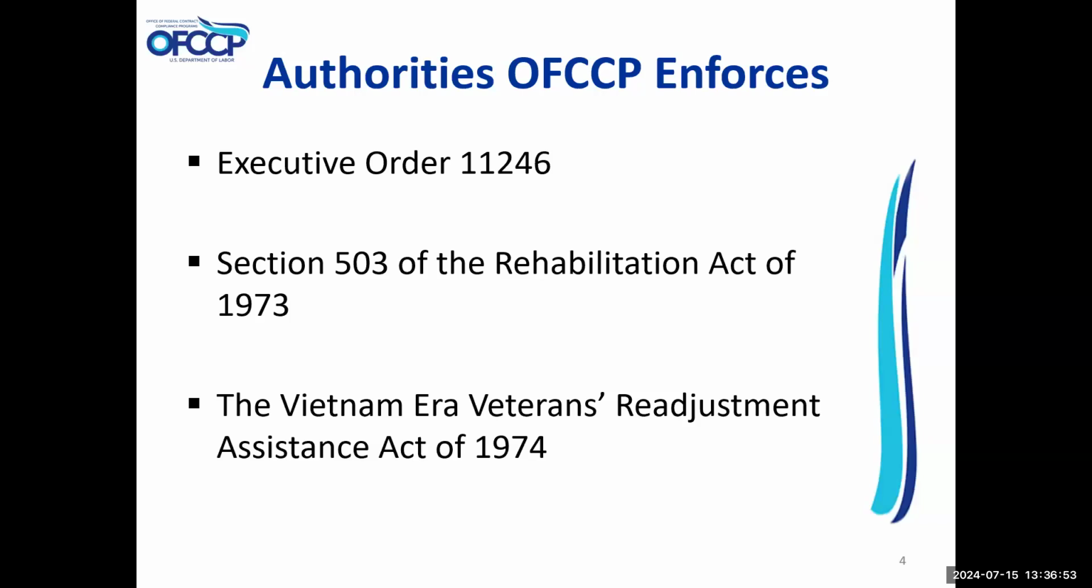Next slide, we'll talk about the authorities OFCCP enforces. OFCCP enforces one executive order and 2 statutes. Executive Order 11246 applies to employers with federal contracts and subcontracts and federally assisted construction contracts and subcontracts of more than $10,000. It prohibits these employers from discriminating in their hiring and other employment decisions based on race, color, religion, sex, sexual orientation, gender identity, or national origin. Additionally, it protects applicants and employees from personnel actions, including firing, for asking about, discussing, or disclosing their pay or the pay of their coworkers.